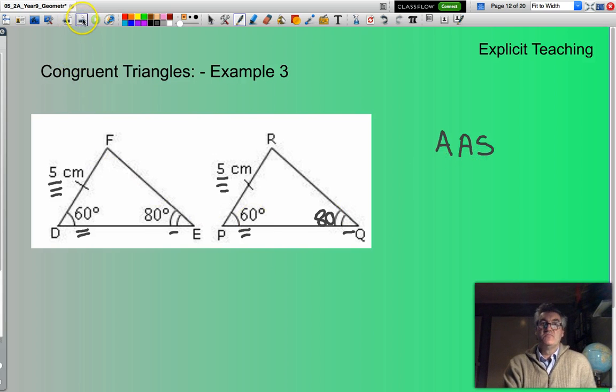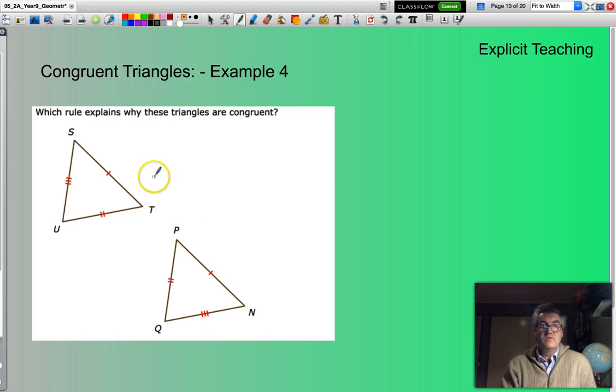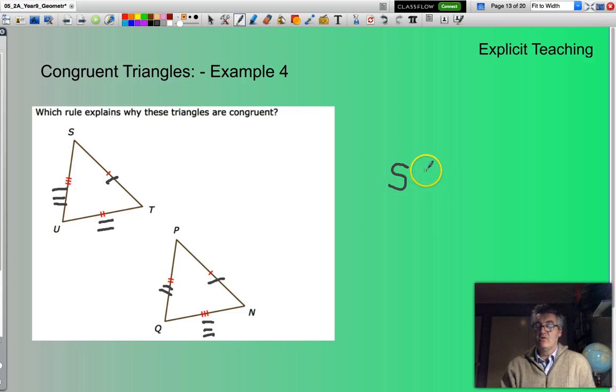Let's look at the next triangle. This time, I'm working with side lengths. So this side is the same as that side there. That side is the same as that side there, and that side there is the same as this one here. So side, side, side. So I can say yes, these two triangles are congruent. They are the same because of the condition side, side, side.